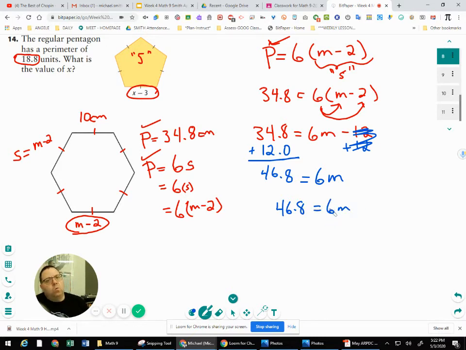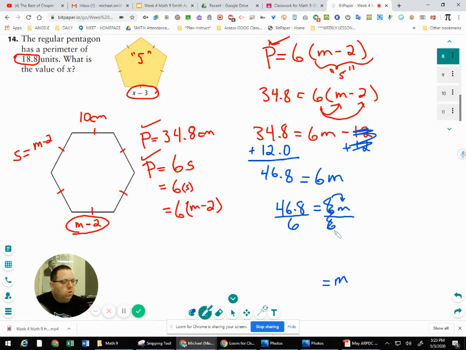So what are we going to do now? Well, what's the relationship between 6 and m? It's multiplying. So what's the opposite of multiplying? Remember, we're not supposed to solve for 6m. We're supposed to isolate the variable down to a positive 1 variable, but the positive 1 is implied. It's invisible. So 6 is multiplied to m, so we're going to divide both sides by 6. We want to get that m by itself.